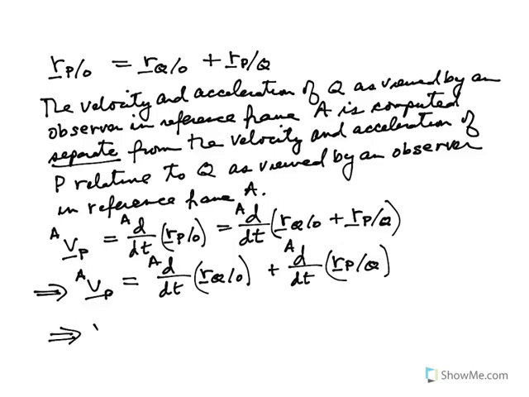So what this says is that the velocity of P in A is equal to the velocity of point Q in A plus the velocity of P relative to Q in frame A.